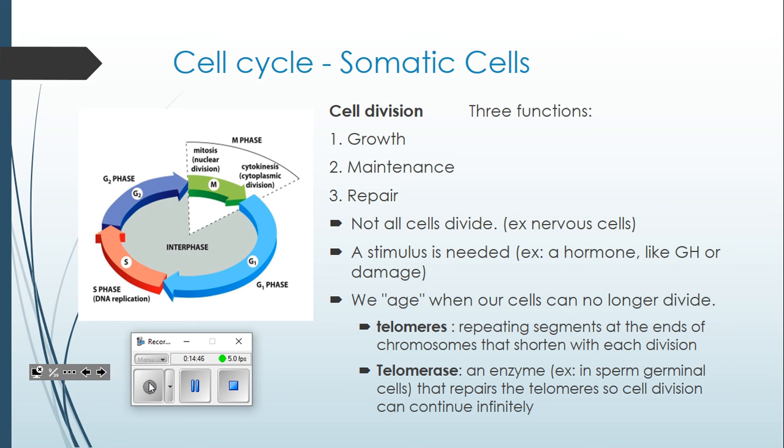ASE is the ending typically for enzymes. So if you see a word that ends with ASE and you're in biology, it's probably an enzyme. I don't want to say 100% of the time because there might be words that aren't, but most ASE words are enzymes. It's an enzyme that we will find in sperm germinal cells, so the cells that are making sperm, that repairs the telomeres so that cell division can continue infinitely. We could figure out how to make this work on all the rest of your cells.